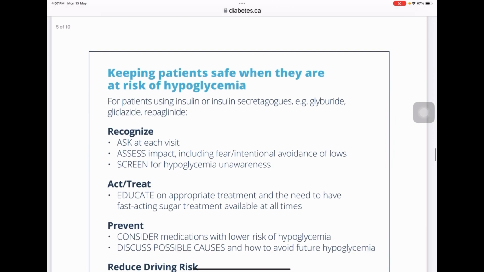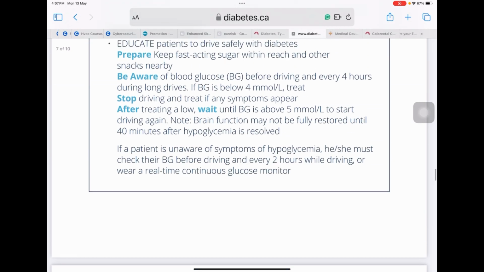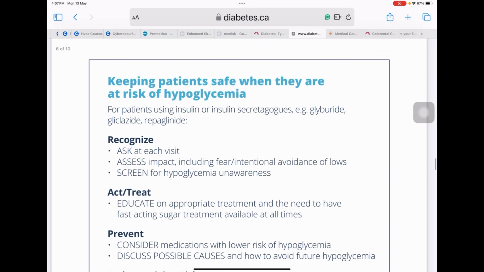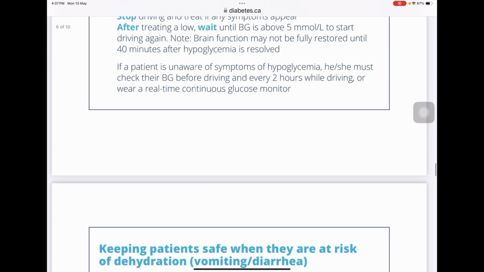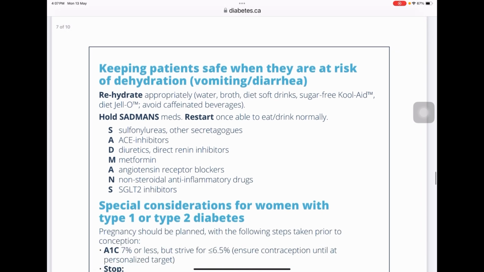First thing is medication adjustment, then educating the patient about hypoglycemia, educating the patient about driving, and now the second part is: first was hypoglycemia, second was driving associated with hypoglycemia. Now, keeping patients safe when they are at risk of dehydration, vomiting, and diarrhea.